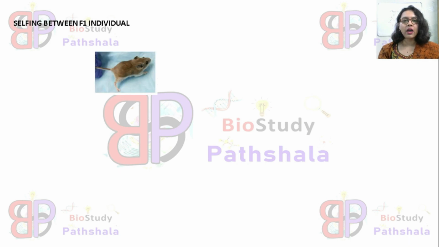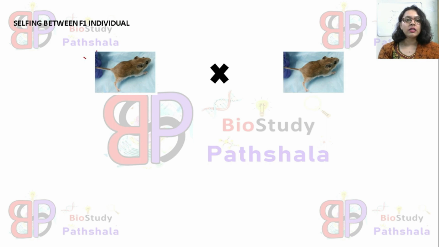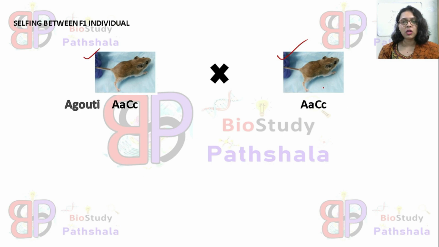Now we will see the selfing between F1 individuals. That means an agouti mouse will be crossed with another agouti mouse. This mouse has the genotype capital A, small a, capital C, small c, the agouti phenotype, and the other individual again has the genotype capital A, small a, capital C, small c, with the agouti phenotype. Each of these individuals will produce 4 types of gametes. So let's see what the types of gametes are.